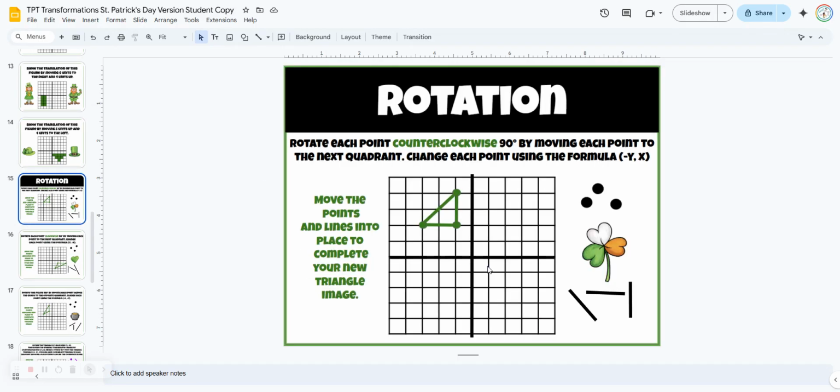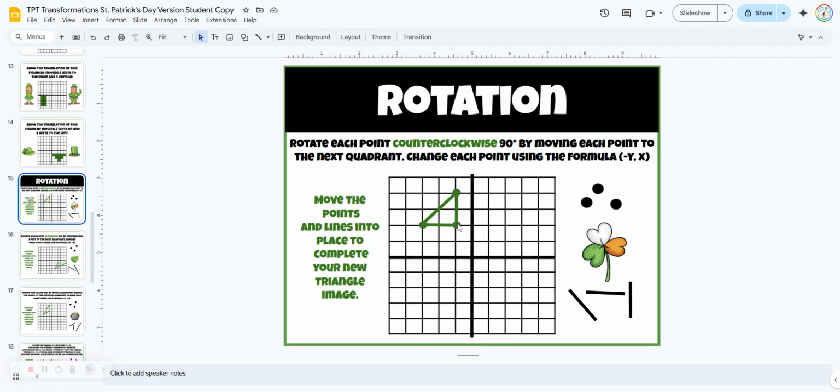With rotation, this is rotation around the origin. So they're going to rotate this figure 90 degrees, and we're going to go counterclockwise. So that would place the new figure in quadrant 3. And we're rotating that whole figure all the way, but we're only going to show 90 degrees.